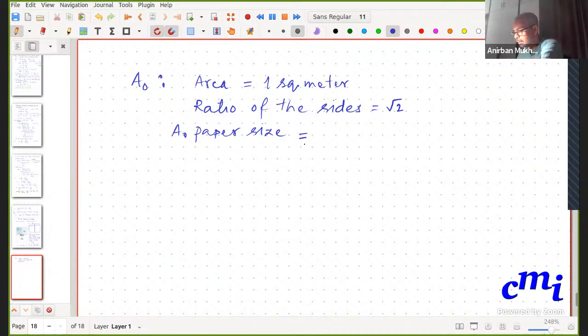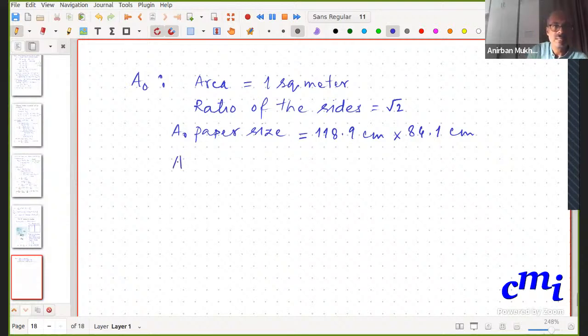So let me just write this down. This is 118.9 centimeter cross 84.1 centimeter. And then what is A1 paper? A1 paper. So what is A1? A1 is just cutting the longer side into half.